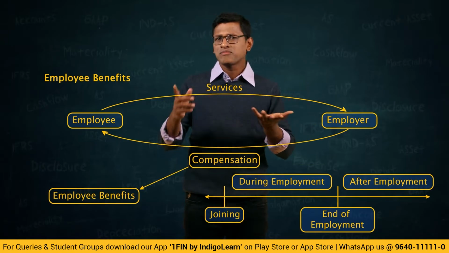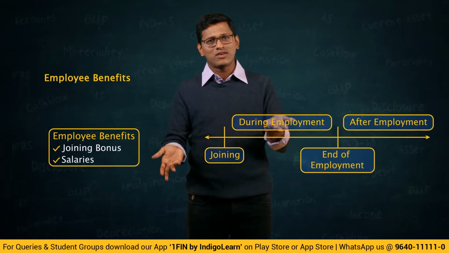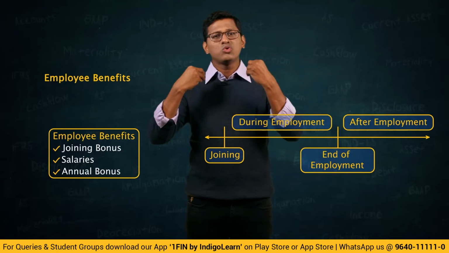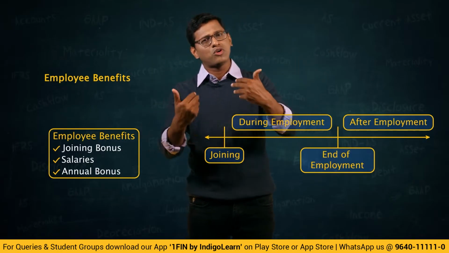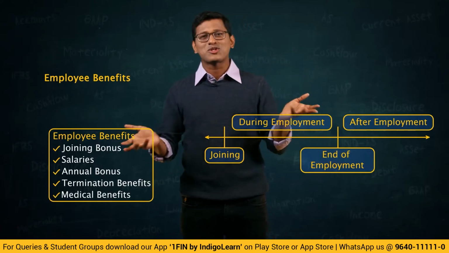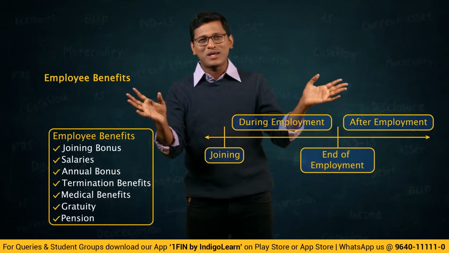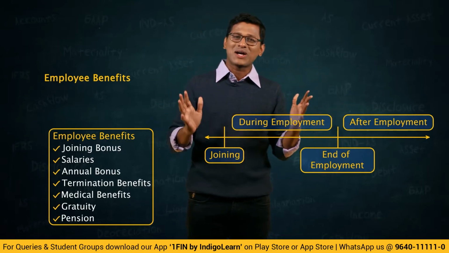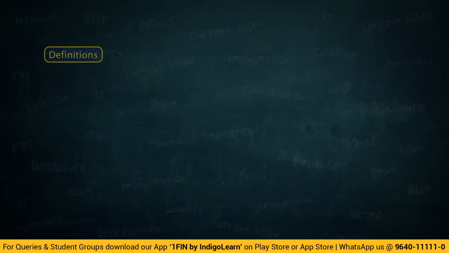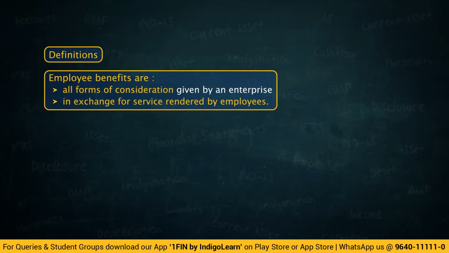benefit. As I said, it could be something like a joining bonus, yes, it gets covered, or something like salary, it gets covered, bonus, yes. Then if you want to throw out an employee and pay some lump sum amount to get rid of that employee, that is also covered. If you want to give medical benefits to the employee, that is also covered. You want to give gratuity or pension to the employee, give whatever you want, all those things are covered by this Accounting Standard 15. So let's look at the definition. Employee benefits are all forms of consideration given by an enterprise in exchange for services rendered by employees.